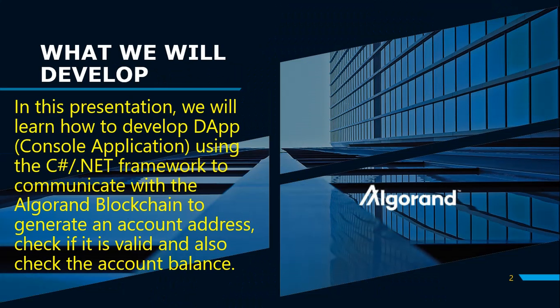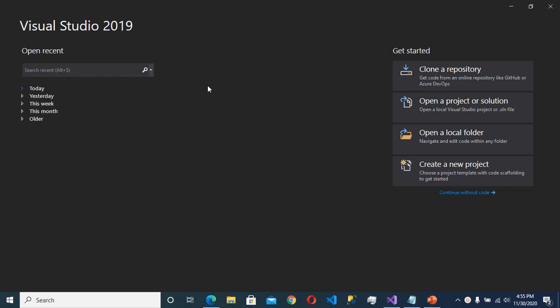In this presentation, we will learn how to develop a decentralized application in the form of a console app using the C#.NET framework to communicate with the Algorand blockchain to generate an account address, check if the account address is valid, and also check the account balance of that address. Let's get started. Alright, so right here I have my Visual Studio 2019 open.